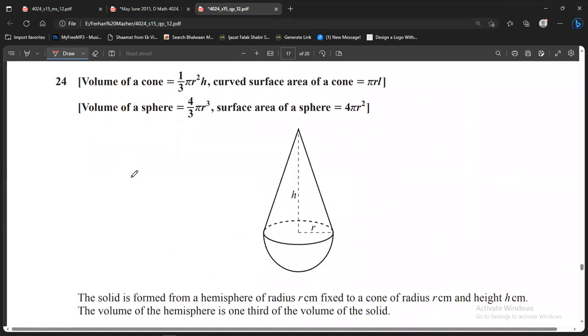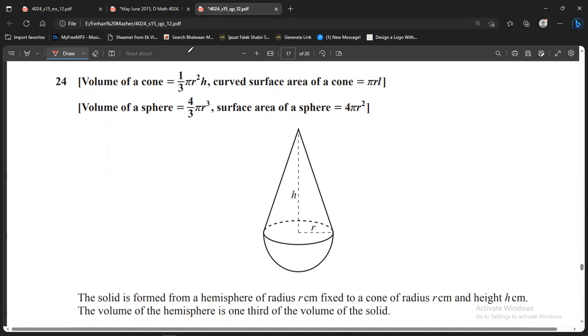Question number 23. Volume of a cone is equal to 1 by 3 pi r square h. Curved surface area of a cone is equal to pi r l. Volume of a sphere is equal to 4 by 3 pi r cube, and the surface area of a sphere is 4 pi r square.